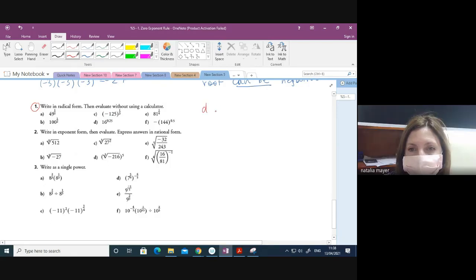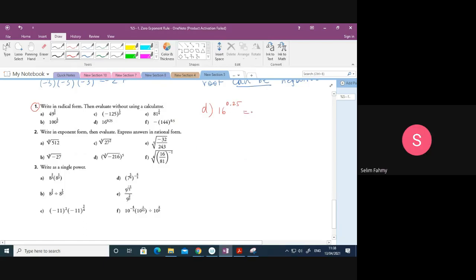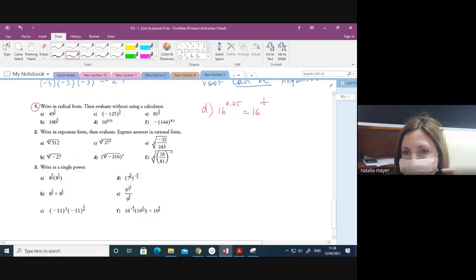So radical form means, for example, let's take 16 to the power of 0.25. In order to write it in radical form, we need to have a fraction, right? Because you cannot link a decimal to a radical. So what fraction can you replace 0.25 with? 1/4. Exactly, 16 to the power of 1/4. Now you can write it as a radical. So Selim, what will be the answer? 2. Why 2? What is the rule? Where does the denominator go?